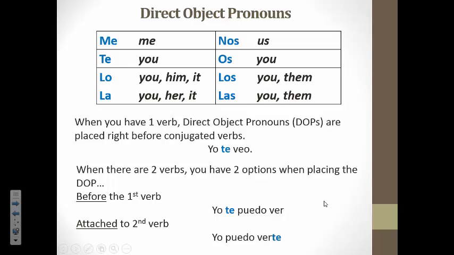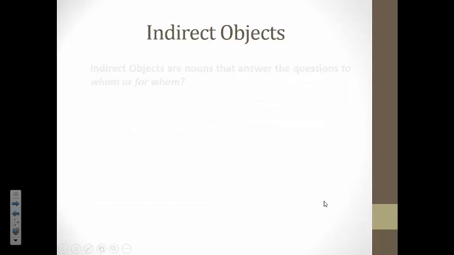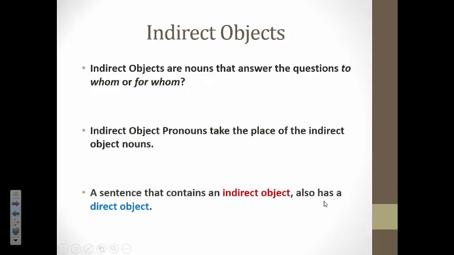Okay, let's review indirect object pronouns. You haven't seen these this year. So let's review. Indirect objects are nouns that answer the question to whom or for whom. So let's look at this sentence. She writes a letter to John. She is the subject, writes is the verb.